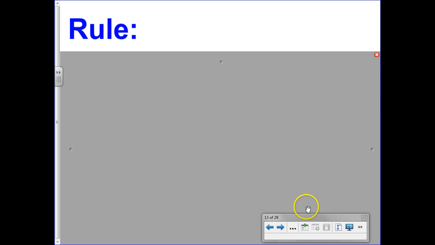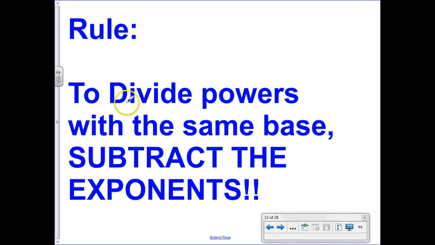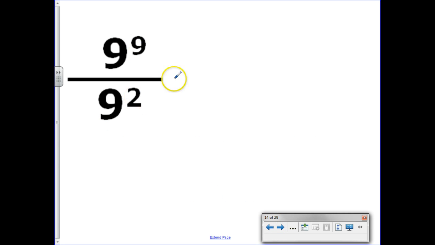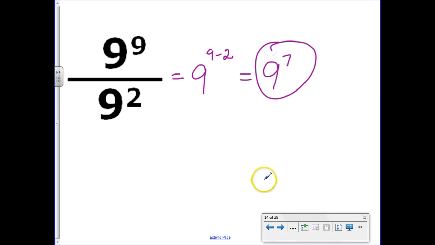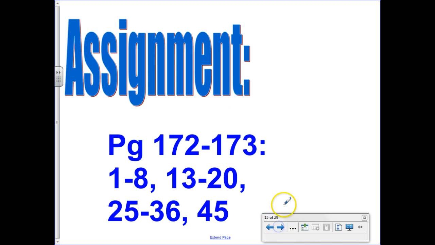Are you starting to notice a pattern? When you divide powers that have the same exact base, you simply take your exponents and subtract them. That means something like this, 9 to the 9th power over 9 to the 2nd power, gives me 9 to the 9 minus 2 power, which is 9 to the 7th. That's a huge number, by the way. I'm not asking you to expand that out and multiply. I just want you to leave it in exponent form and hopefully begin to notice that all you need to do is subtract the exponents.